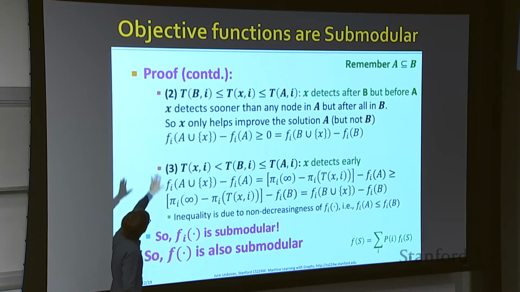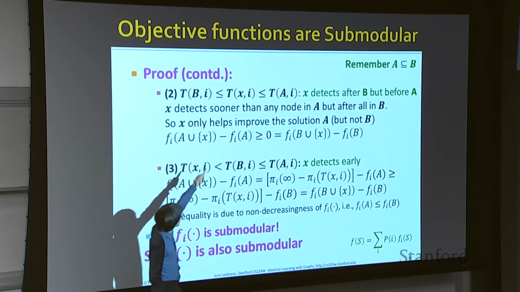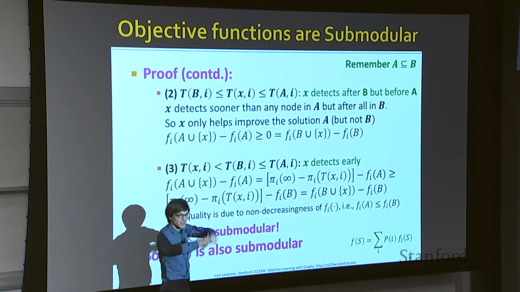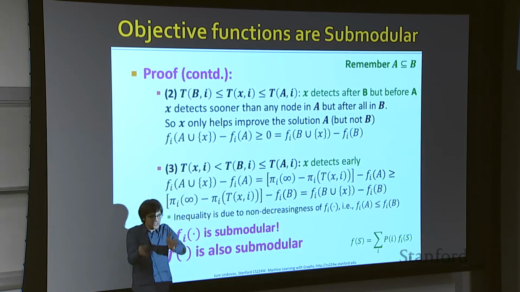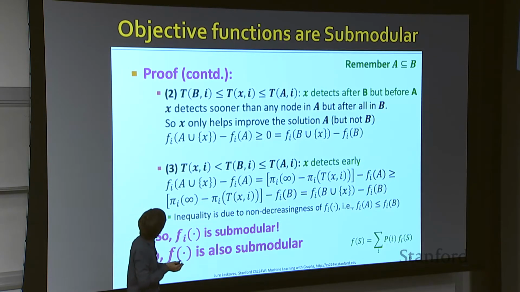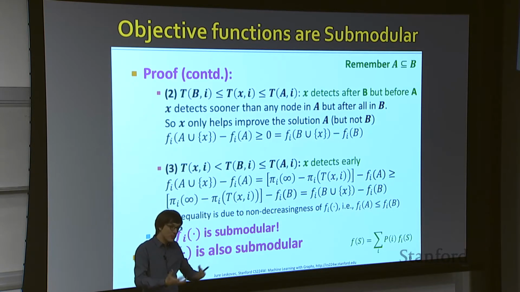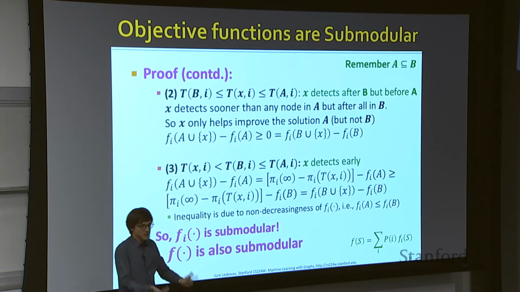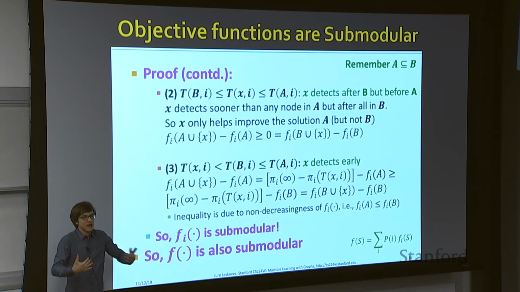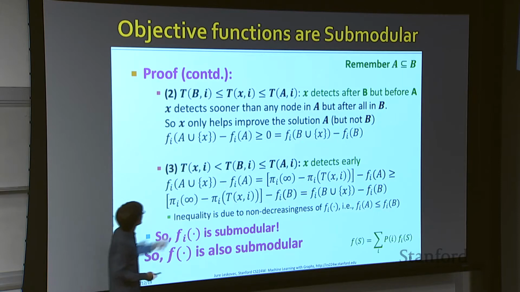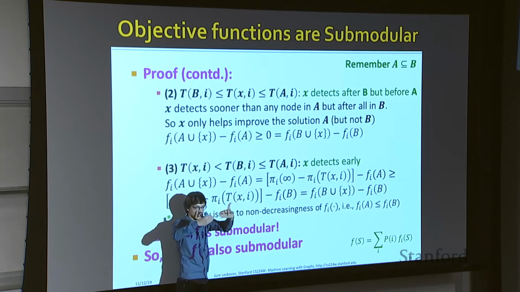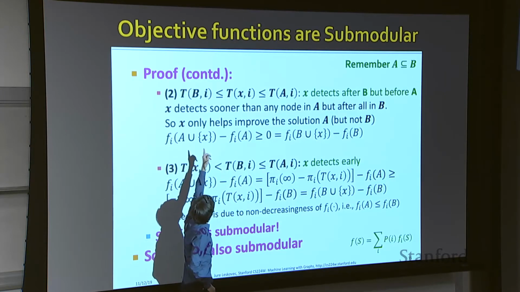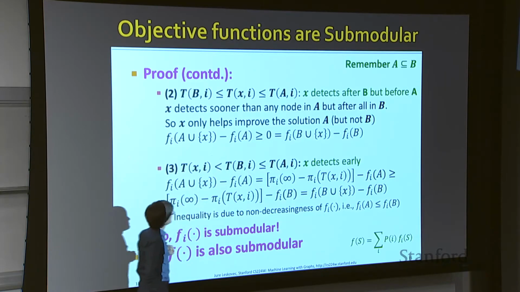Okay? So number 2 is that X happens in between, right? Again, placement B is a big placement, placement A is a smaller placement. Because of monotonicity, we know that B cannot detect later than A. Because B has more sensors, it will only detect at the same time or earlier. And now we are assuming that X is the sensor that detects the outbreak between what sensors in B can do and what sensors in A can do.